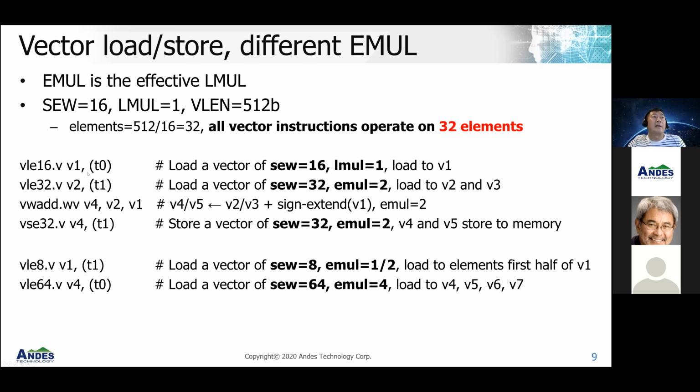And so in this case, it's an example here where you load the data into V1 and V2, and then you do the double width operation. The W here is a double width operation. So you can take V2 and V3, add to the sign extension V1, and write the data into V4 and V5. And again, this effective LMUL will become 2, and the same thing with the store. The effective EMUL will be 2.